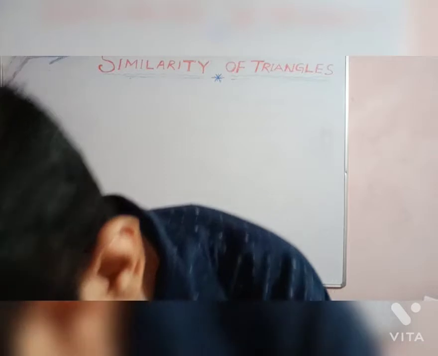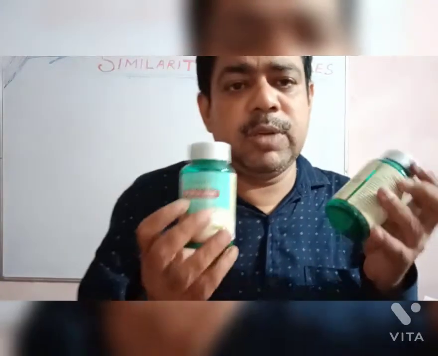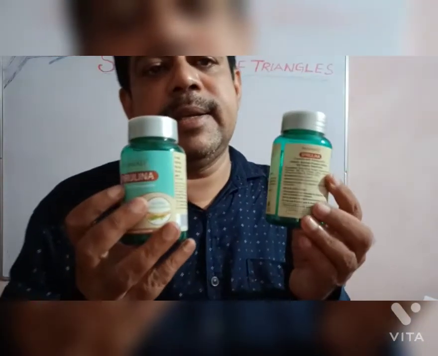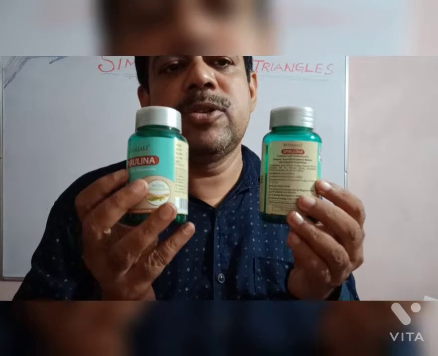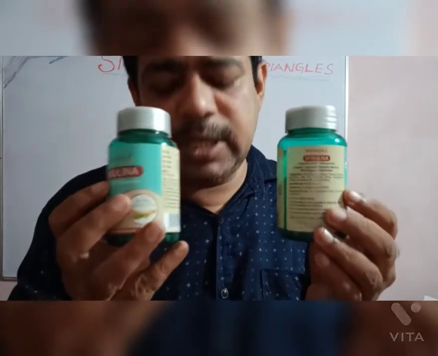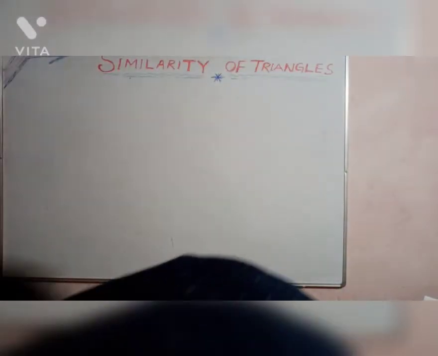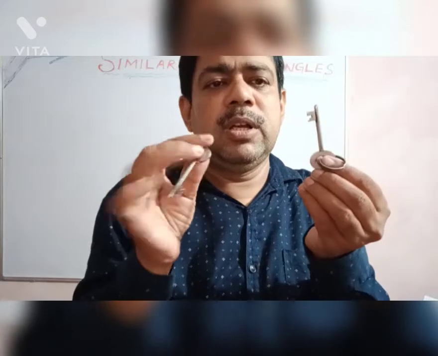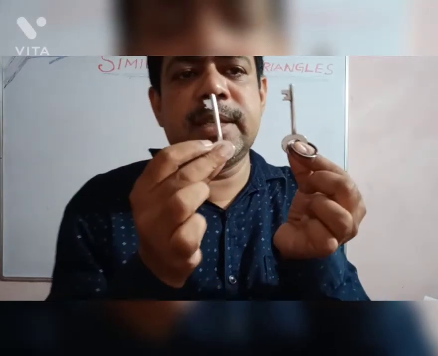Here is another concept. You see the two objects I am showing, these are exactly the same shape and the same size, so these two objects are congruent. And you see the two keys in front of you, they are also the same shape and same size, so they are congruent, right?